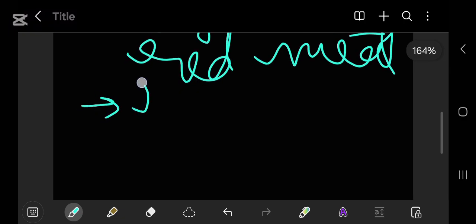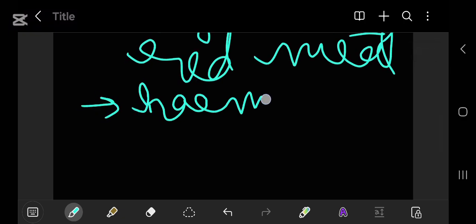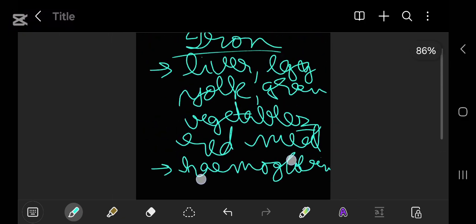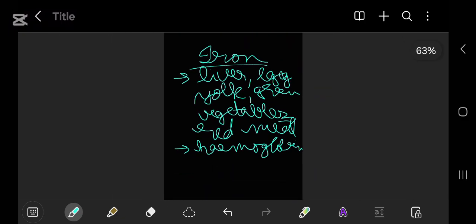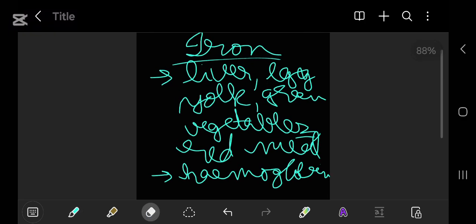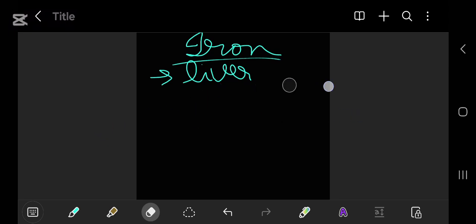Why is it needed? It is needed to make hemoglobin, which is the red pigment in blood which carries oxygen. If you have a lack of hemoglobin, you'll get anemia, in which there are not enough red blood cells, so the tissues do not get enough oxygen. So better eat liver, egg yolk, green vegetables and meat.